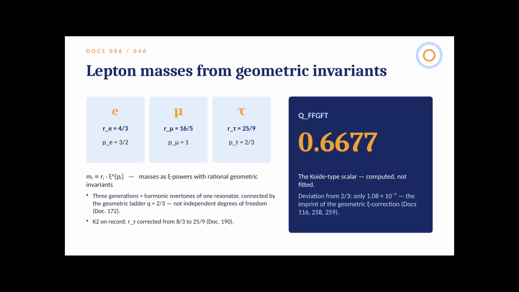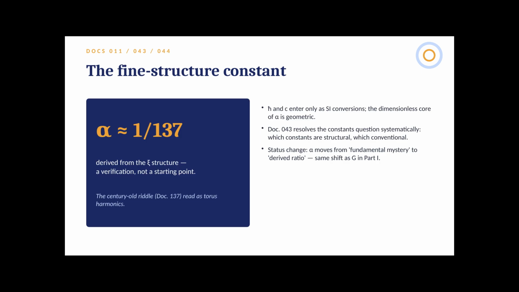Honesty log: the tau prefactor was first 8/3, then corrected to 25/9, documented as correction K2. The Koide number comes out as 0.677, computed, not fitted.